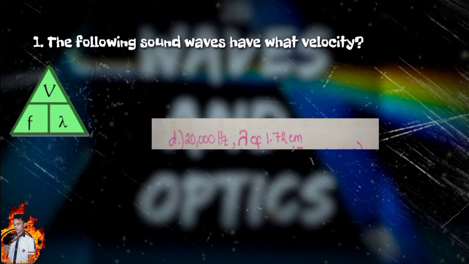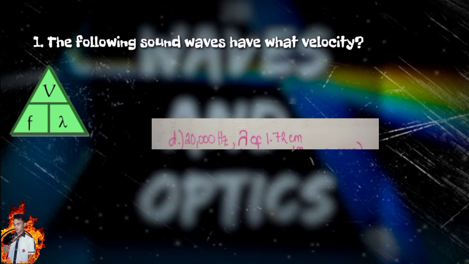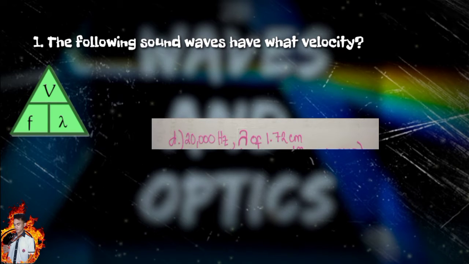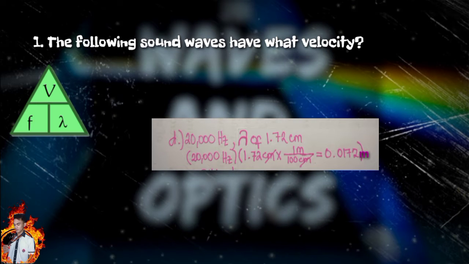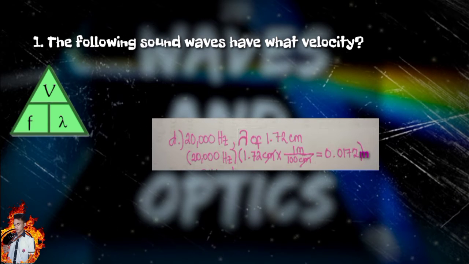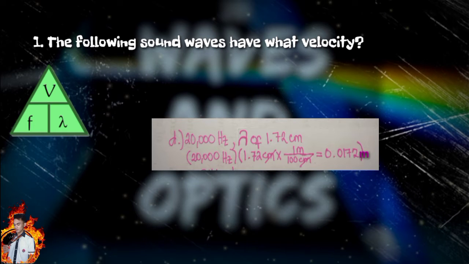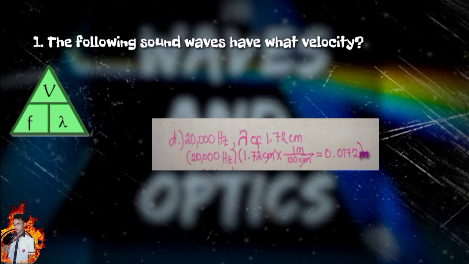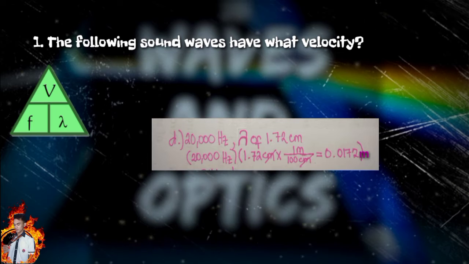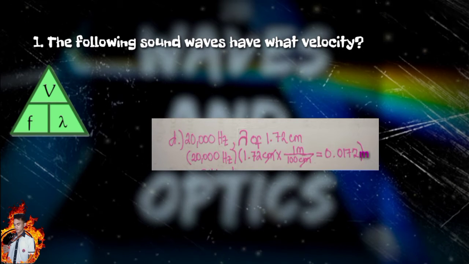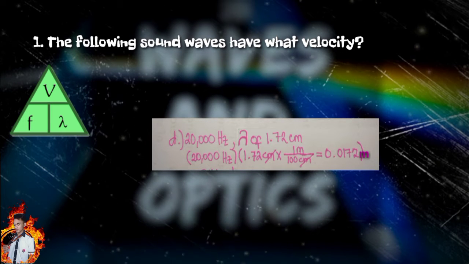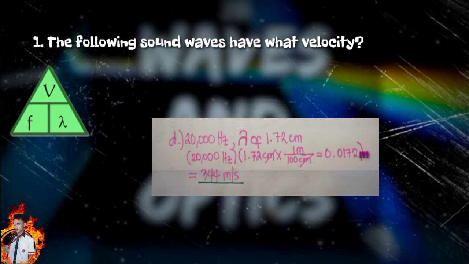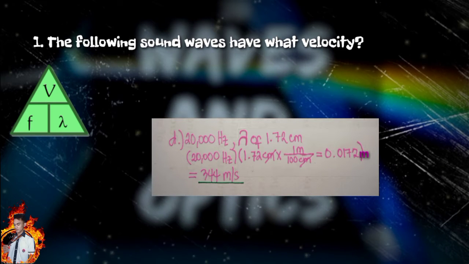Letter D, 20,000 Hz and wavelength of 1.72 centimeter. We are going to convert centimeter into meter. There are 100 centimeter in 1 meter. 1.72 multiplied by 1 is equal to 1.72. Divided by 100 is equal to 0.0172. 20,000 Hz multiplied by 0.0172 meter is equal to 344 meter per second. We have now the velocity of letter D.